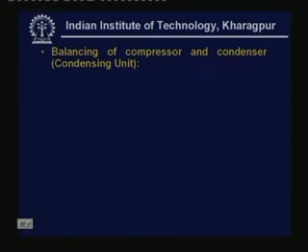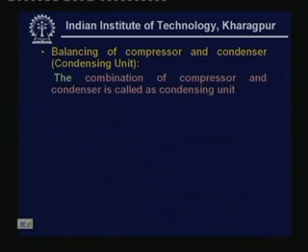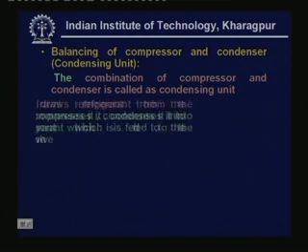Now, let us do the balancing of components. First, let us do the balancing of compressor and condenser. This is known as a condensing unit. The combination of compressor and condenser is called a condensing unit.